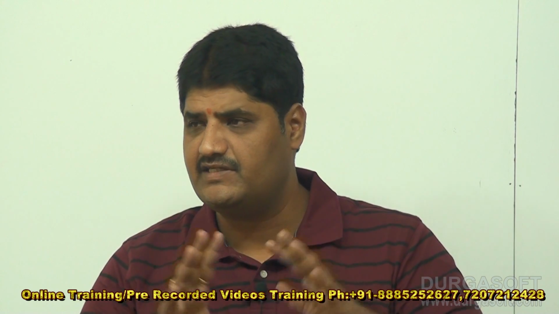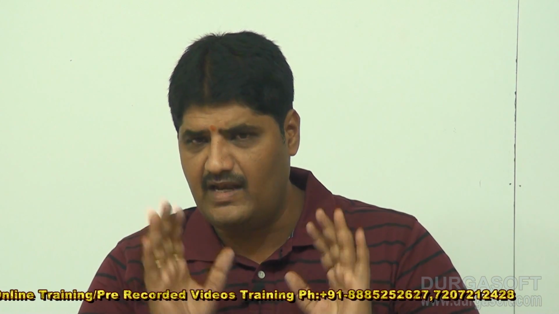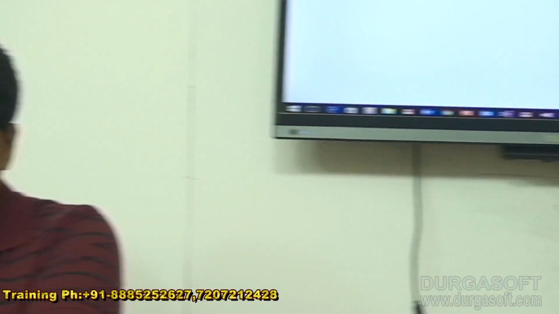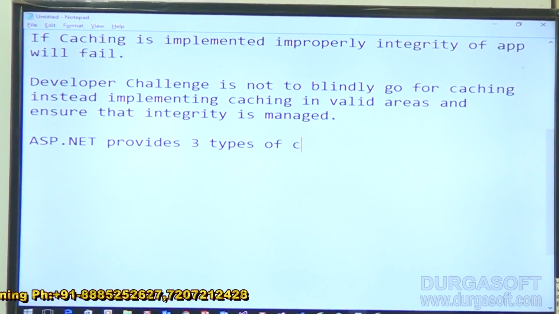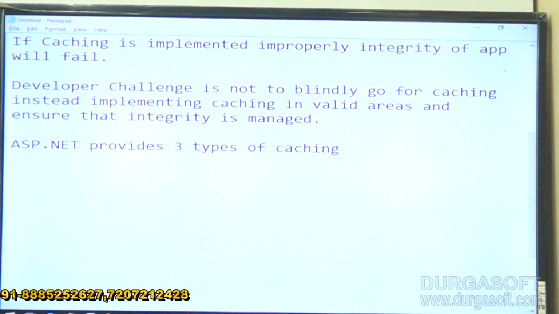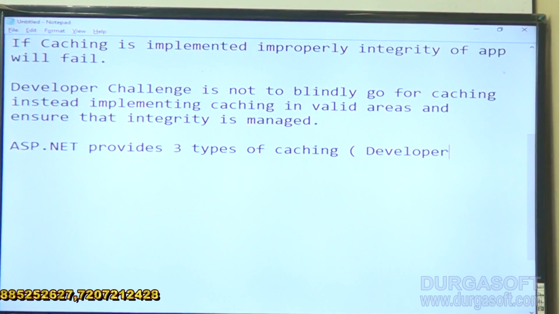Now coming straight to the title, ASP.NET caching. But please don't jump directly to the title; if anybody asks you whether caching is there in other places also or not, .NET does a lot of caching. Coming to ASP.NET, see here, ASP.NET provides 3 types of caching. It provides 3 types of caching for developer implementation.